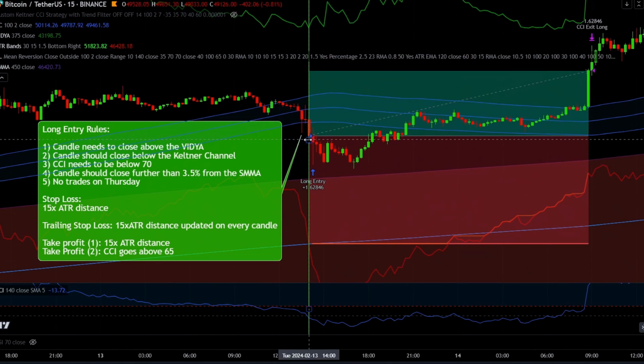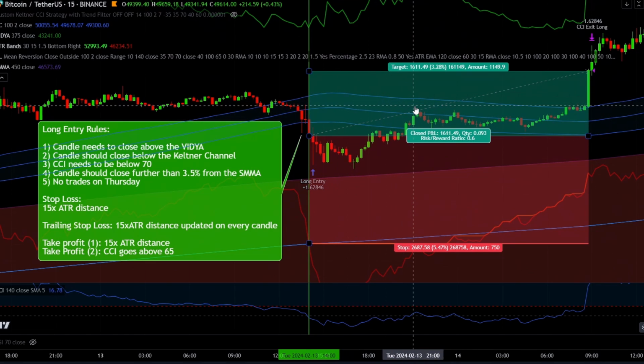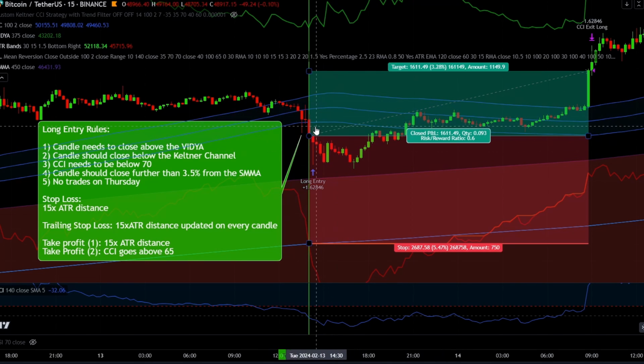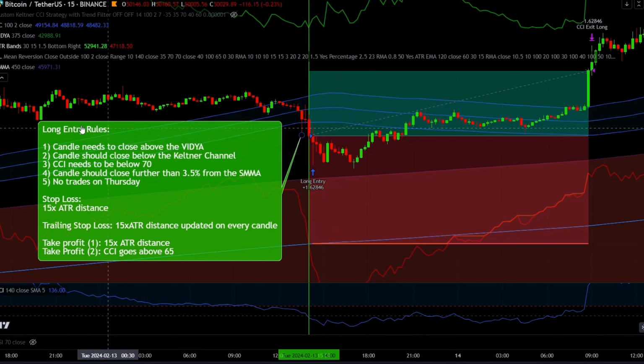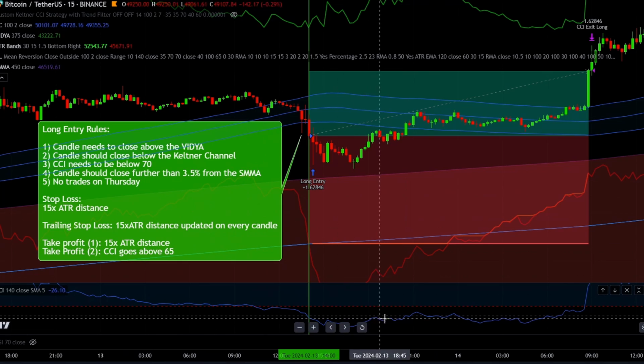On the signal candle, these 3 lines are our Keltner channel lines, and this candle close was below the Keltner channel. The third rule is that the CCI needs to be below the 70 line. Here on the bottom we have our CCI, and on the signal candle the CCI value was a negative 13.72, which is well below the 70 line.